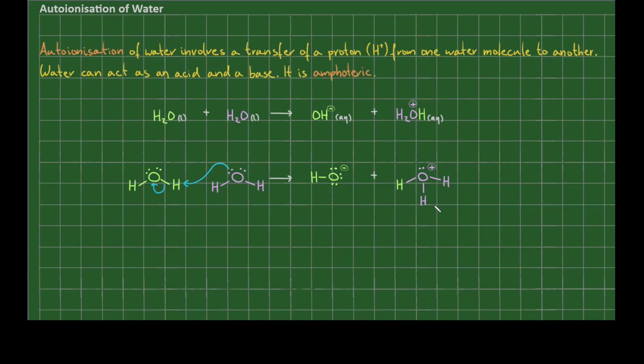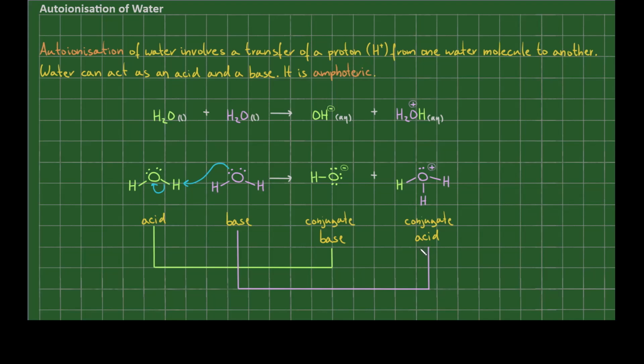Water has reacted with itself to give two ions. This is why this is called autoionization of water. Note again that this is an acid-base reaction. The green water molecule was the acid and it gave the conjugate base of the hydroxide ion. The purple water molecule was the base and it gave the conjugate acid of the hydronium ion.